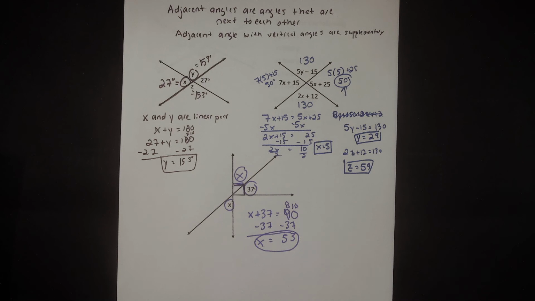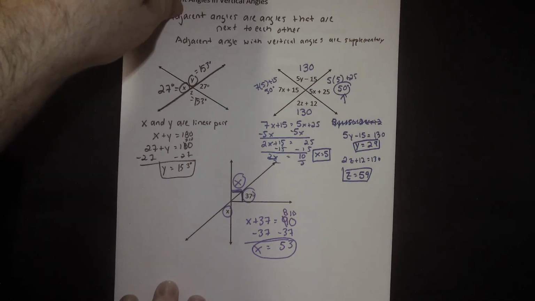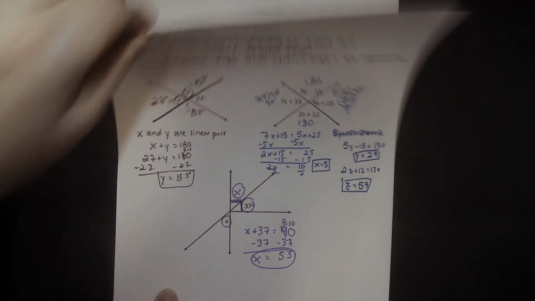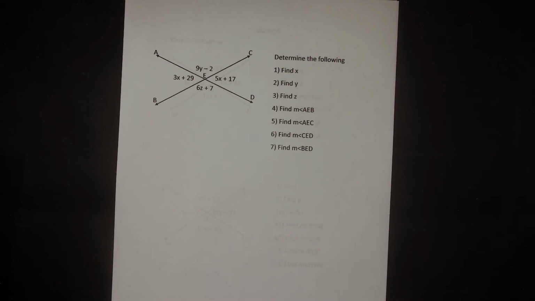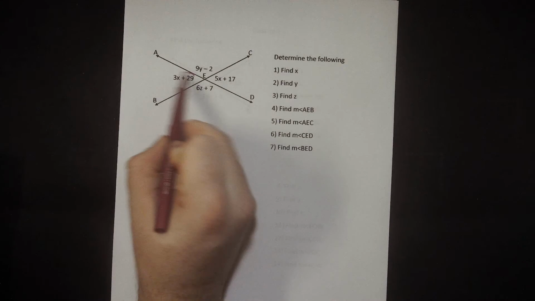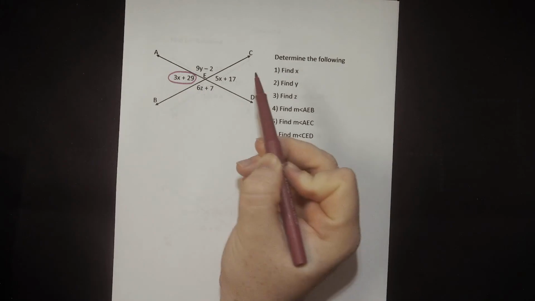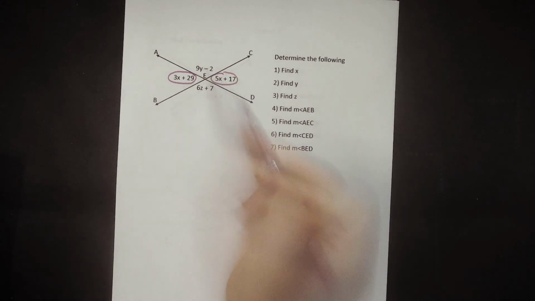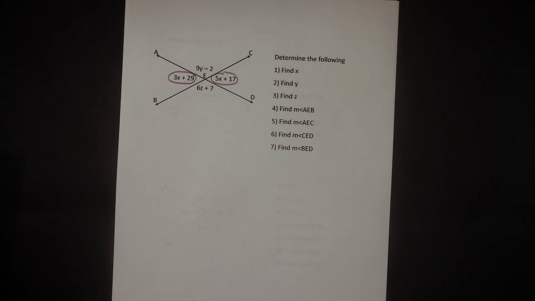Okay, so let's look at one more of these type of angles. Now this next one's going to be slightly different. We're going to have to put our thinking caps on for this one. Ready? Oh wait, no, I lied. This one's actually pretty much the same. The next one I'm going to do has the same idea here. Ready? So, we got 3x plus 29, we got 5x plus 17, we got 9y minus 2, and we got 6z plus 7.